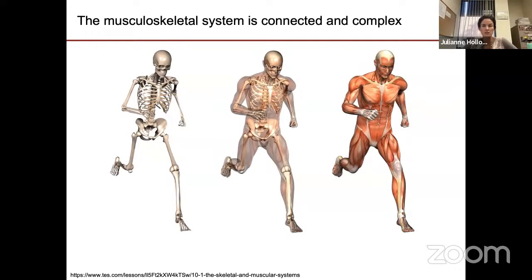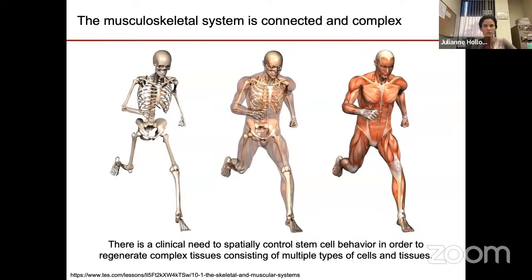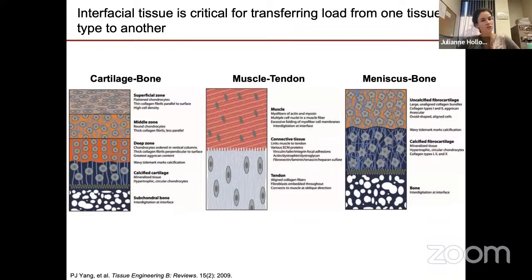And so there's a clinical need to be able to regenerate the transitions between these tissue types. You can see what these transitions look like here for a number of different examples. So cartilage to bone is injured quite often, right? You may be familiar with osteoarthritis, which is injury to this cartilage-bone interface. The muscle-tendon interface and the meniscus-bone interface are all examples of either soft tissue to hard tissue or soft tissue to soft tissue. But in all of these cases, you're changing not just the cell type and the structure, but also the chemistry.